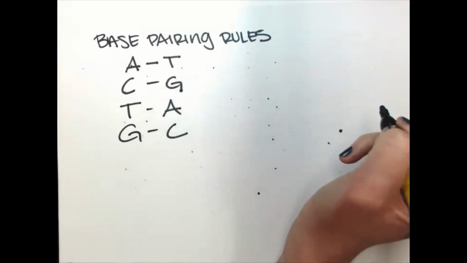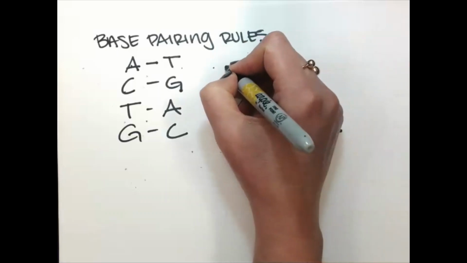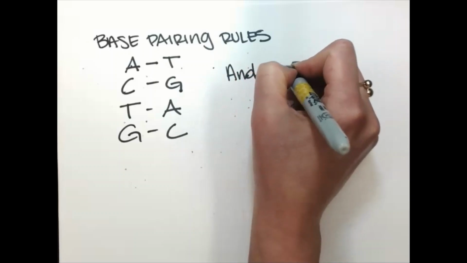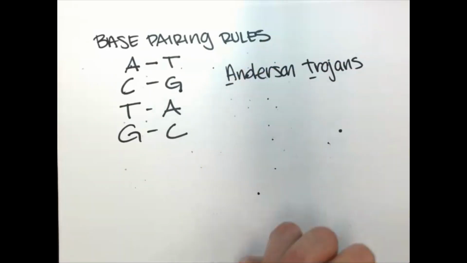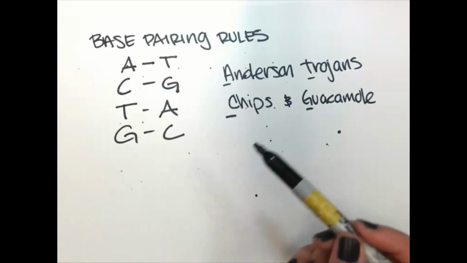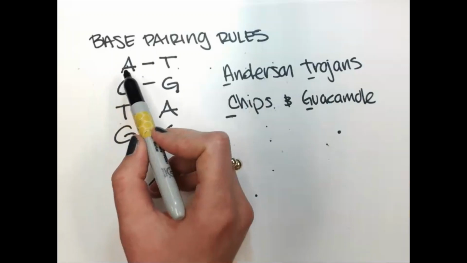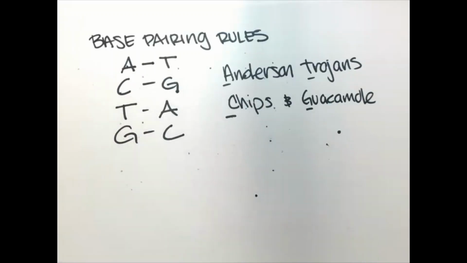But then I came up with some other tricks. So, we are the Anderson Trojans, right? So, Anderson Trojans, AT, so CG, chips and guacamole. Whatever trick you use, just make sure that you have some way of remembering. So A always goes to T, C to G, T to A, G to C, if we're dealing with DNA.